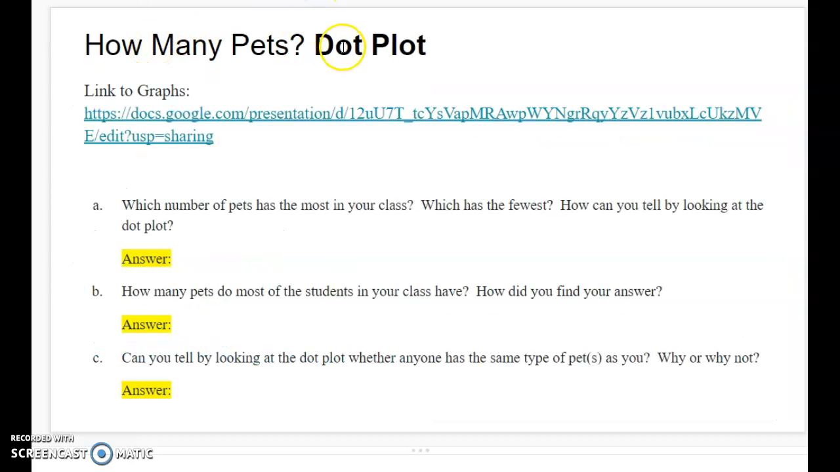The first slide, how many pets, the dot plot. Okay, and again, you'll have to click on that link. It's the same one as the last slide in order to access those graphs. For A, which number of pets has the most in your class and which has the fewest? How can you tell by looking at the dot plot?